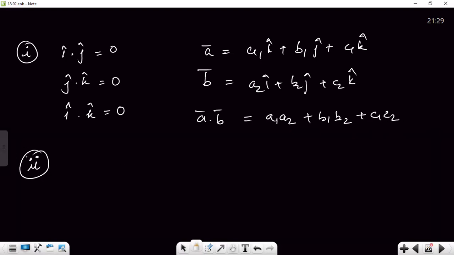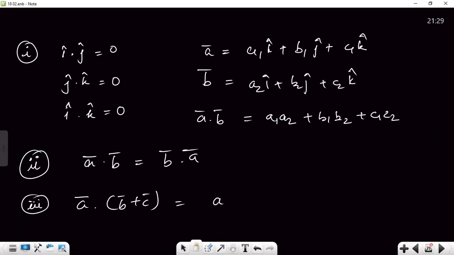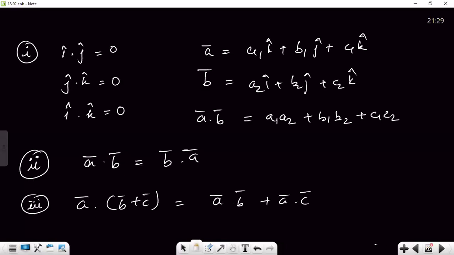Scalar product also follows the commutative property, that is A dot B is equivalent to B dot A. There's no problem in that. It also follows the distributive property, A dot (B plus C) may be written as A dot B plus A dot C. Any doubt in understanding these two properties?